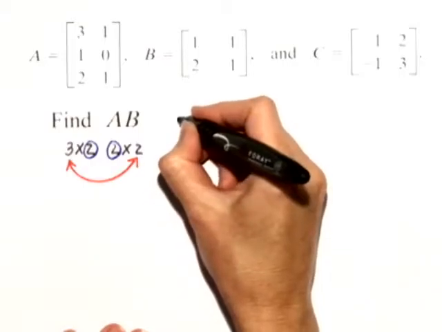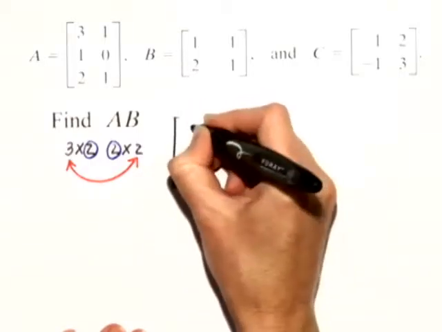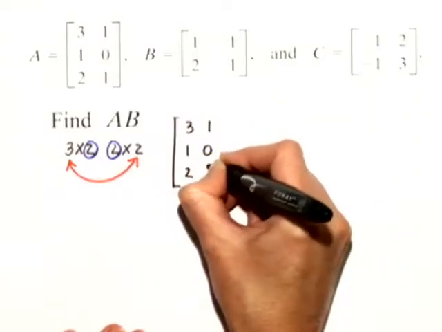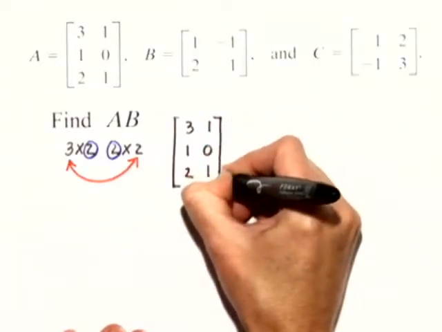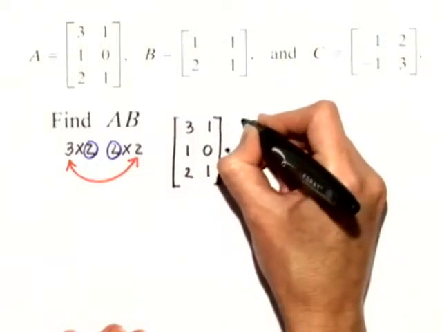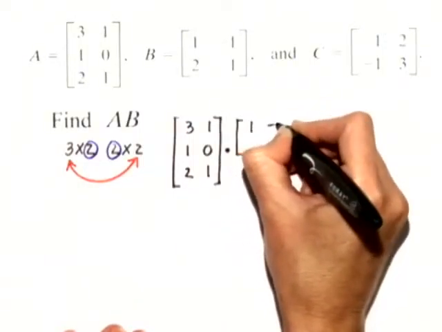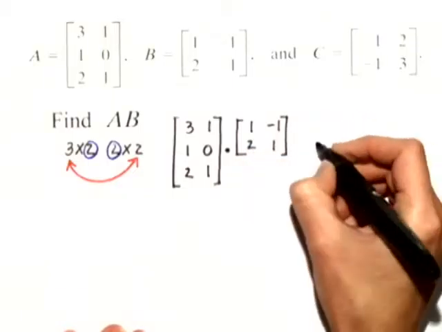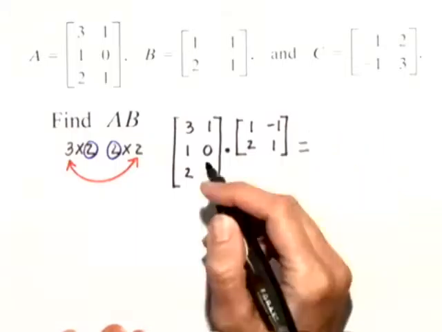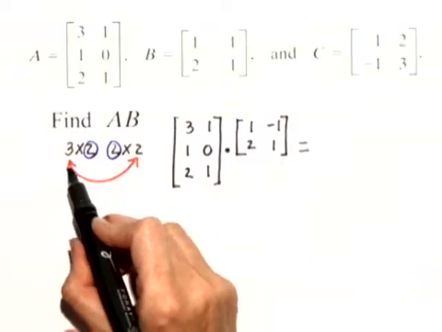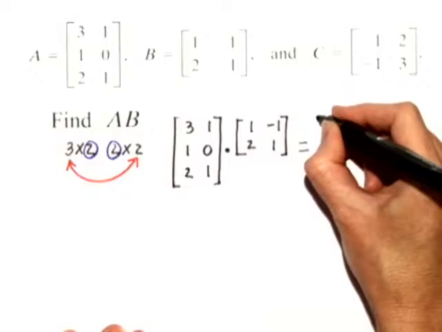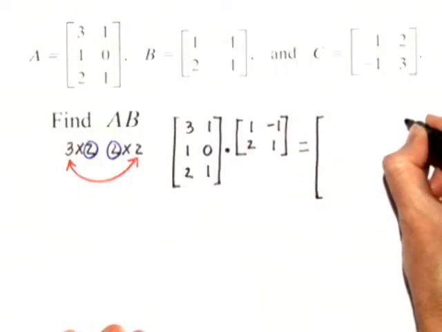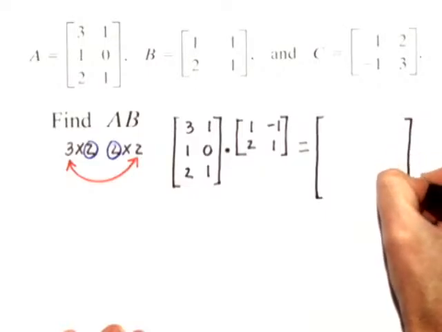Let's write out A, which is 3, 1, 1, 0, 2, 1, times B, which is 1, negative 1, 2, 1. And when we do this multiplication, we already decided that our new matrix will have the order 3 by 2. So we need to prepare for 3 rows and 2 columns. I'm going to make this a little bit large so we can do a little bit of work inside the matrix.